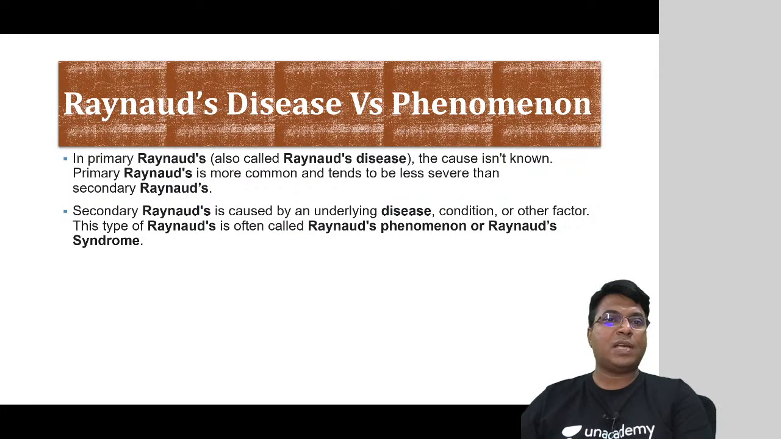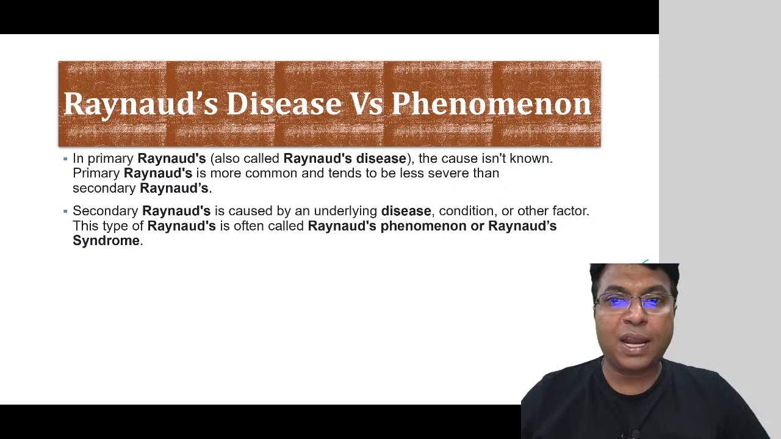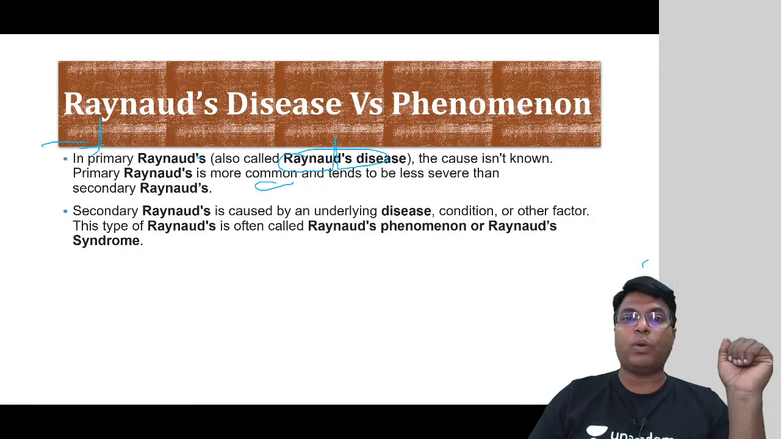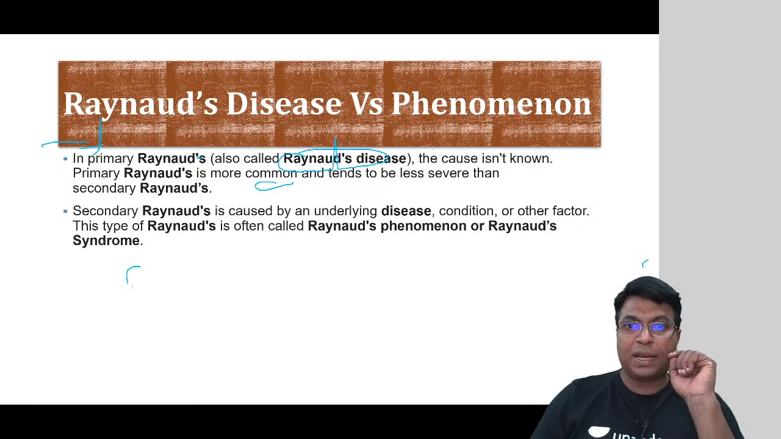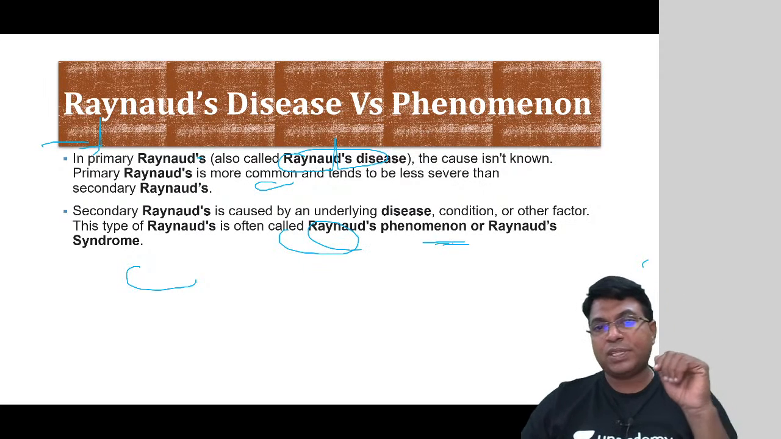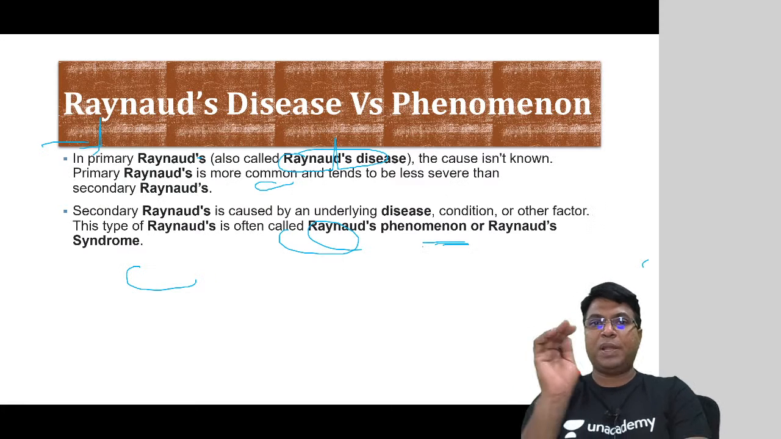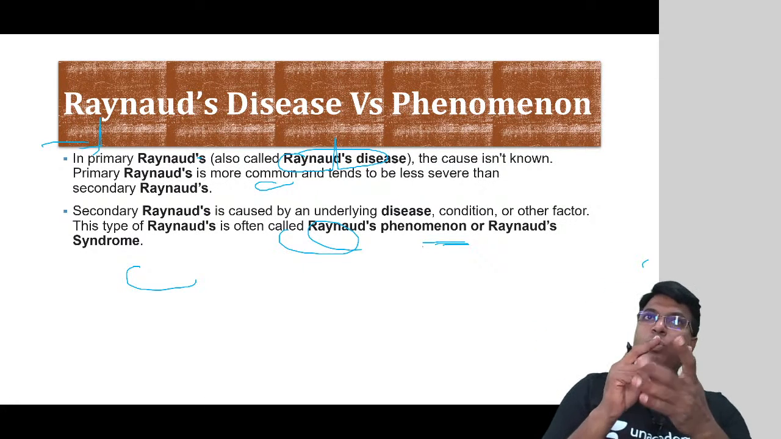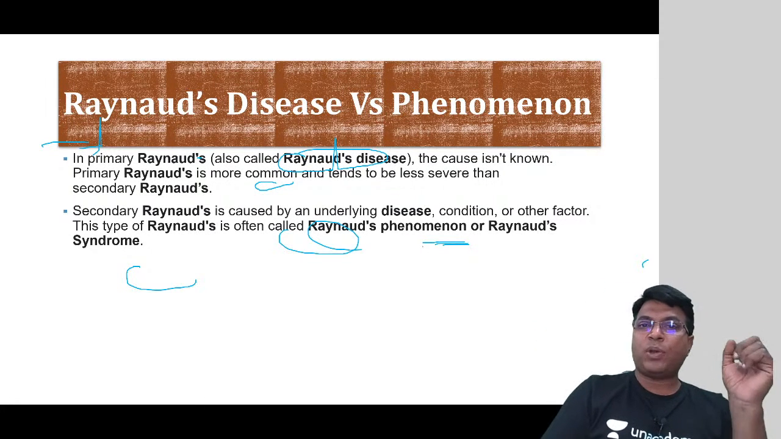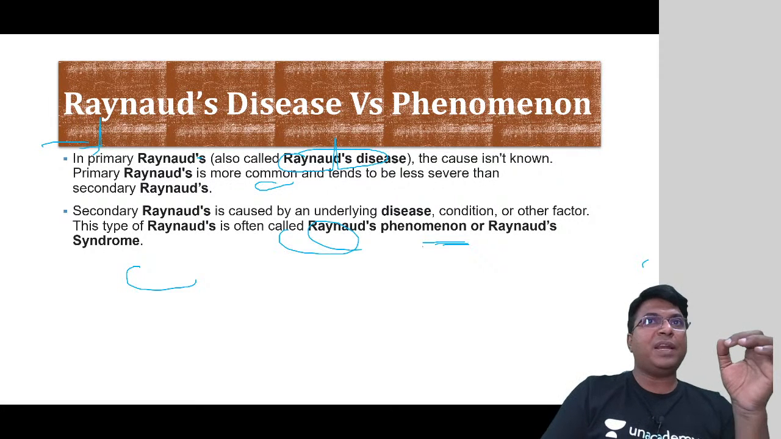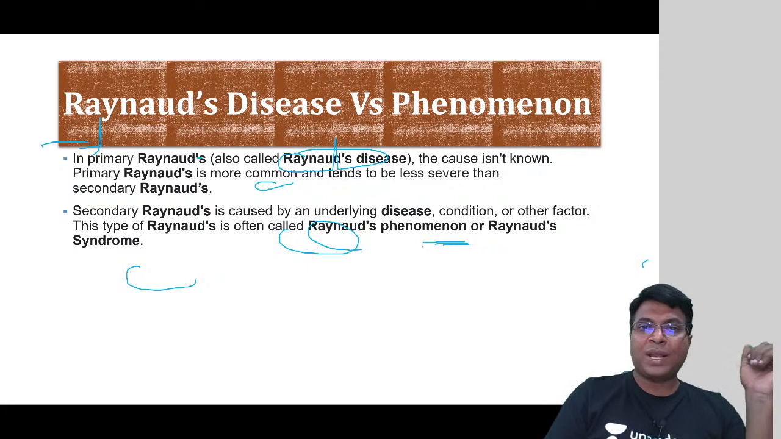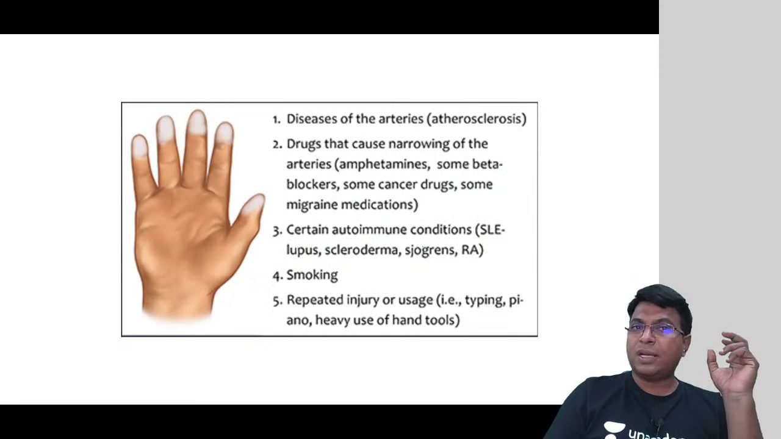Many people ask, what is the difference between Raynaud's disease and Raynaud's phenomenon? Raynaud's disease is a primary condition in which the etiology is not known. Raynaud's phenomenon is secondary, where some etiology is there. Please remember the clinical features will be the same. They present with white, blue, crimson red color. Raynaud's disease is known as primary, with no known etiology. Secondary is known as Raynaud's phenomenon, or syndrome.